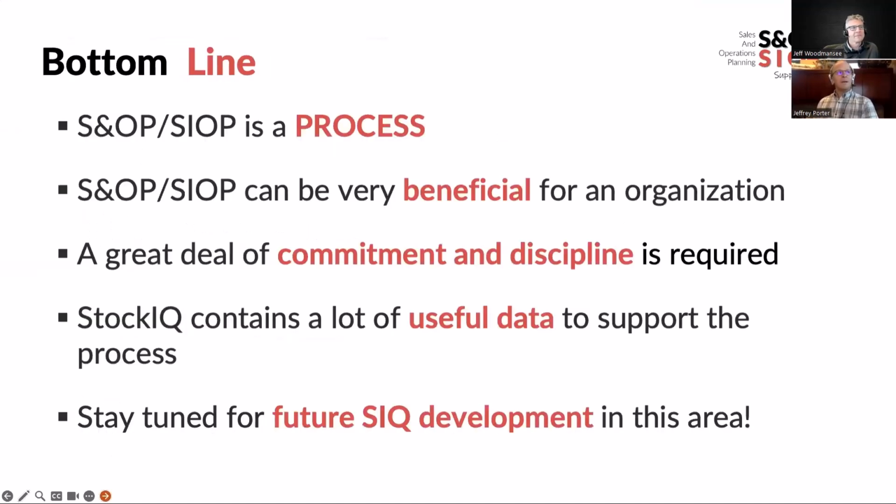Bottom line, it's a process, as we've illustrated. It can be very beneficial for the organization. There's a great deal of commitment and discipline. Don't underestimate this. By the way, it needs buy-in at the very top. That CEO does not miss these meetings, meaning they're not out of the office, so they don't get rescheduled. It's firm. That's showing real commitment.